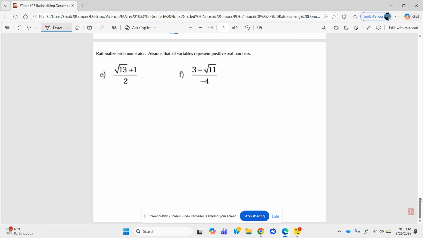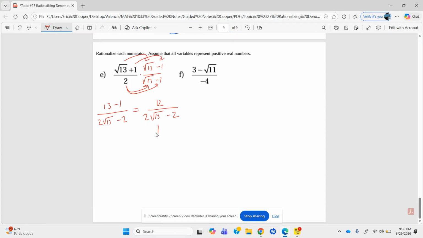Again, these are now binomials in the numerator, so we're going to multiply by its conjugate. So for this one here, we'll do square root of 13 minus 1 on the top and the bottom. Square root of 13 times square root of 13 is simply 13. 1 times negative 1 is negative 1. At the bottom, we have 2 square root of 13, which is just 2 square root of 13. Then 2 times negative 1 is negative 2. So this will become 12 over 2 square root of 13 minus 2.